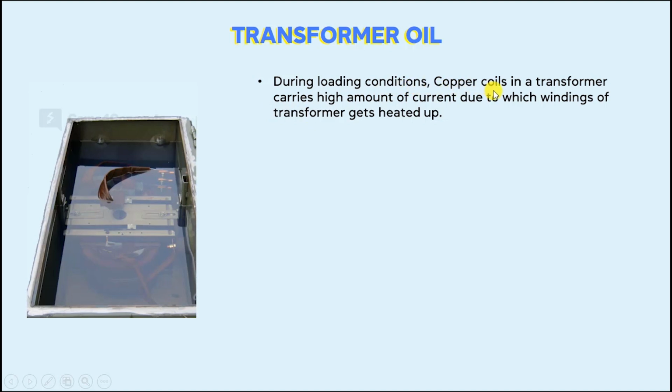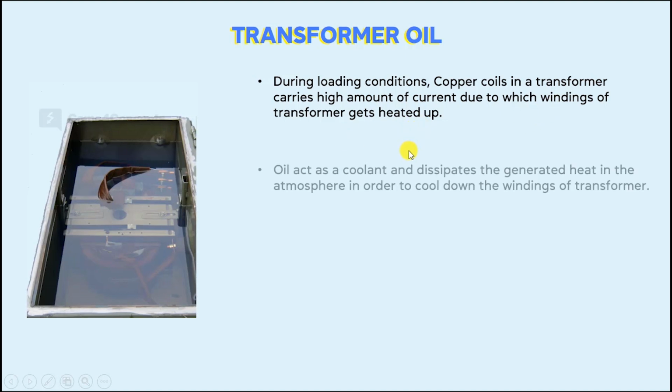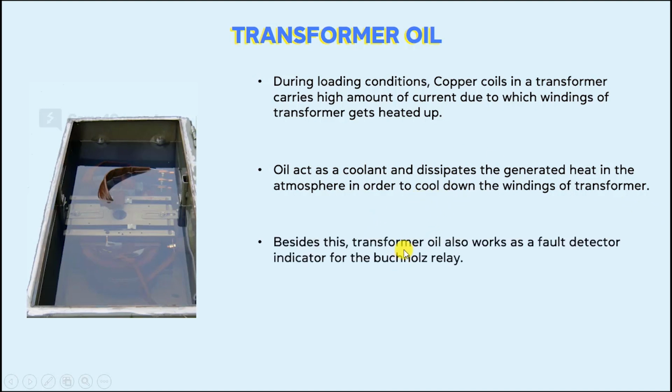During loading conditions, copper coils in a transformer carries a high amount of current, due to which windings of transformer gets heated. And when the windings of transformer gets heated, oil acts as a coolant and dissipates the generated heat in order to cool down the windings of transformer. So here transformer oil acts as a coolant. Besides this, transformer oil also works as a fault detector indicator for the Buchholz relay.